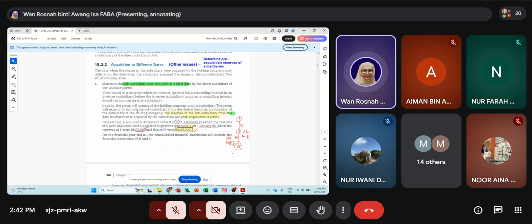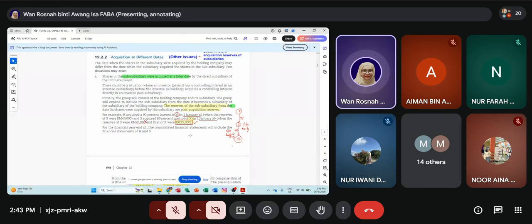Here is an example. For example, H acquired 90% interest of S in January X1, when the reserve of S was 40,000. S later acquired 80% control of X five years later, when the reserve of S was 70,000, and that of X was 25,000. Before this, the reserve was 40,000, and then X 25,000.